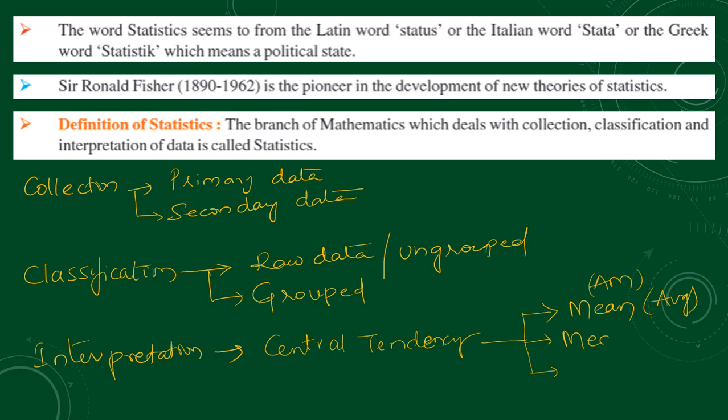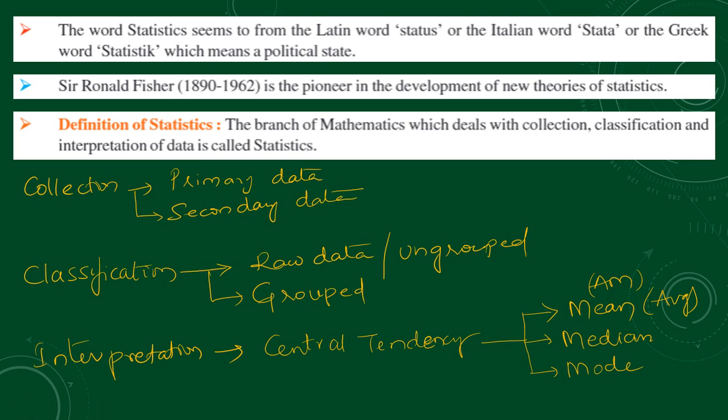The second measure of central tendency is median. Next, the third one is mode. These three are the main tools to find the measure of central tendency. In this particular video, for our 10th class, we are going to discuss mostly group data.